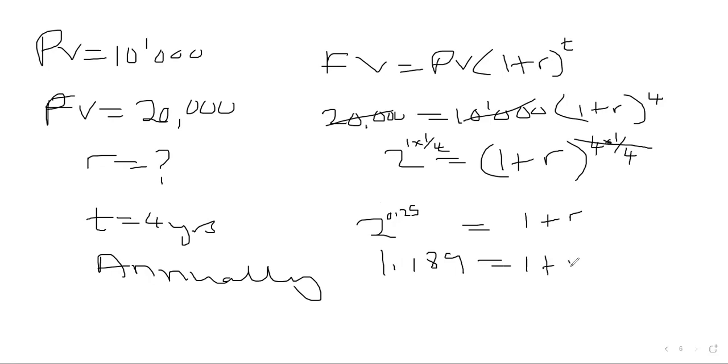So when this one goes inside, it will subtract, leaving our interest rate to be 18.9%. So this is how long 10,000 will double in 4 years at 18.9%.